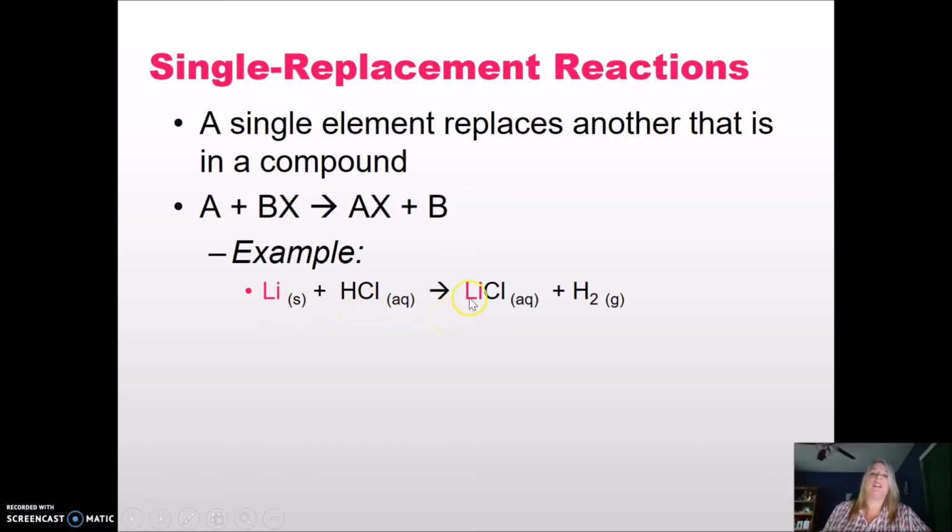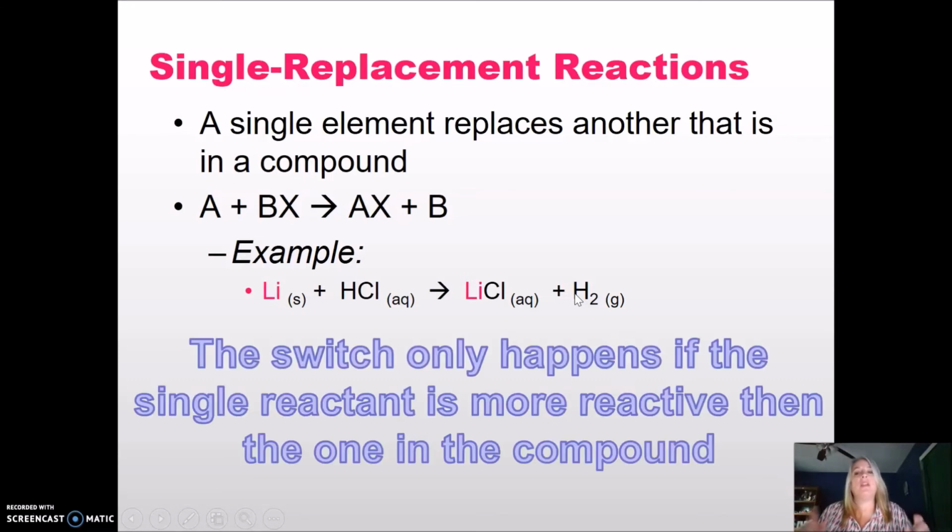I want to dance with chlorine. So now you're lithium chloride and hydrogen's all by itself. That is a single replacement reaction. Now, one thing about single replacement reactions is they don't always happen, right?